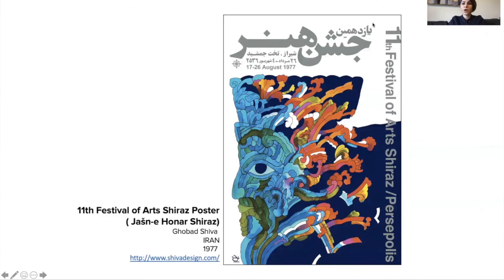For the next step, I chose to talk about Ebrahim Shiva's 11th Festival of Art Shiraz poster. The first time I saw this poster, it was shocking because it reminded me of Milton Glaser's Bob Dylan poster. I was curious and I wanted to understand why Shiva used those forms. I was able to find different interviews from Shiva and also Milton Glaser online to find the reason. I figured out he used these forms because Milton Glaser was inspired by Iranian forms to design the Bob Dylan poster.